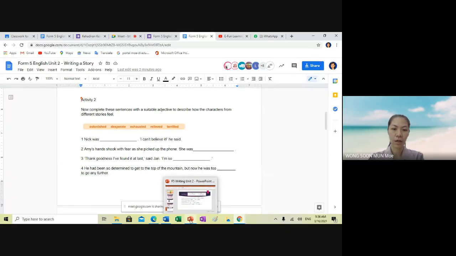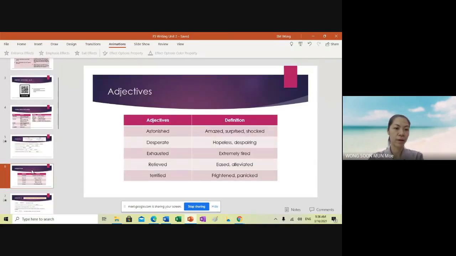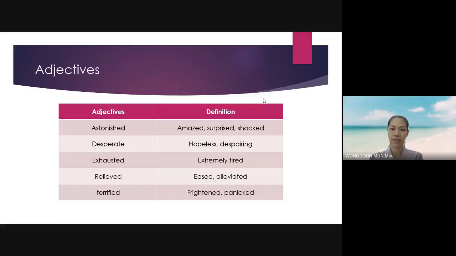Okay, let me show you the PowerPoint. You go back to Google Meet. I will show you the adjectives and also the definition of each of the adjectives. You see my screen? Okay.